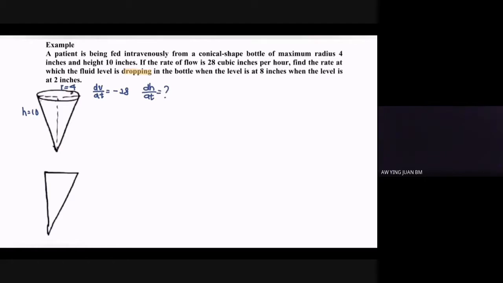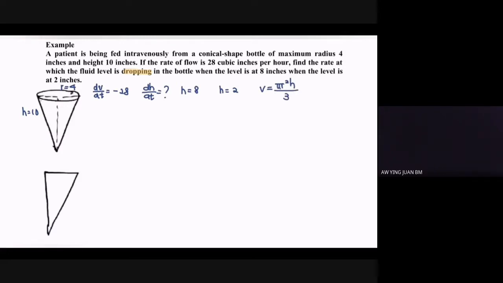In the bottle, when the level is at 8 inches, H is equal to 8. When the level is at 2 inches, H is equal to 2. So now we have two situations: when H is equal to 8 and H is equal to 2. First, extract the info. Second, state the formula. Here we have a cone, so V will be equal to pi R squared H over 3. Here V is in terms of R and H.